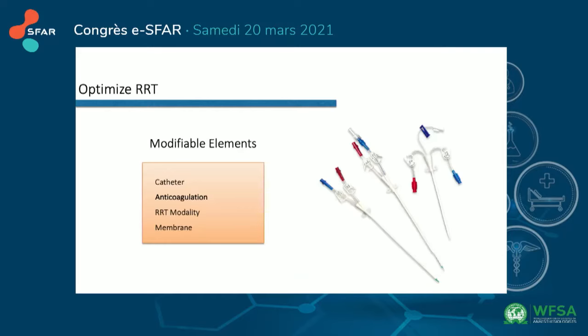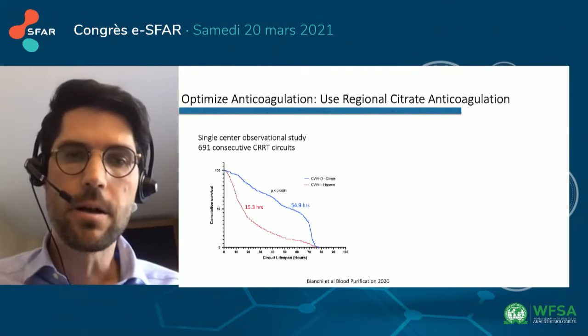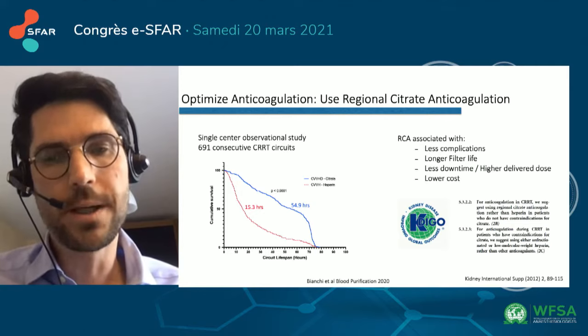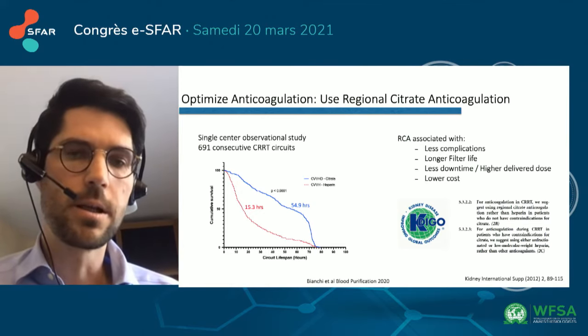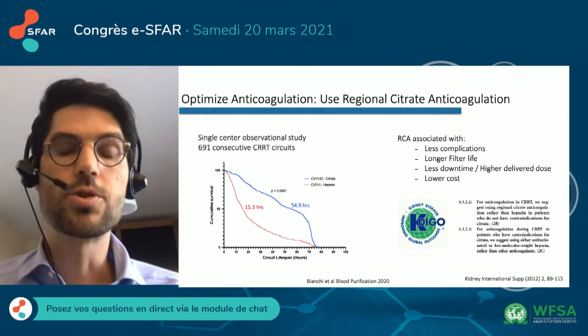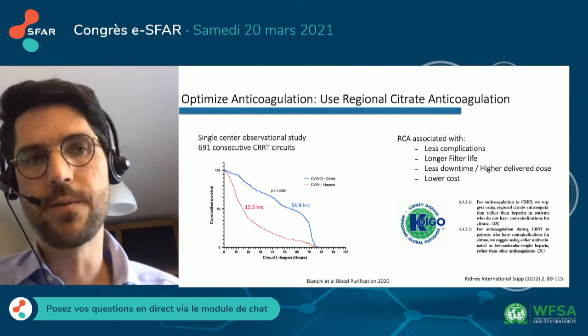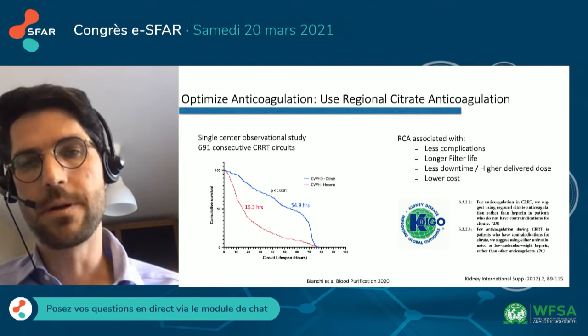Next slide, please. So we've discussed the catheter. The next bundle of elements to discuss is the anticoagulation. Next slide. And here, it's quite easy to go forward, because there's for once a clear response and a clear literature supporting the use of regional citrate anticoagulation, which nowadays should be the default anticoagulation regimen for at least continuous renal replacement therapy.